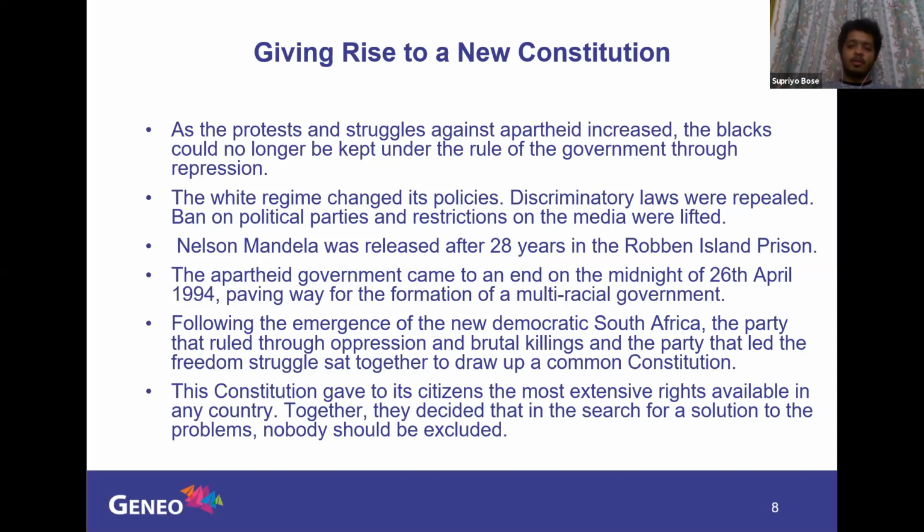Following the emergence of a new democracy in South Africa, the party that ruled through oppression and brutal killings and the party that led the freedom struggle sat together to draw up a common constitution.